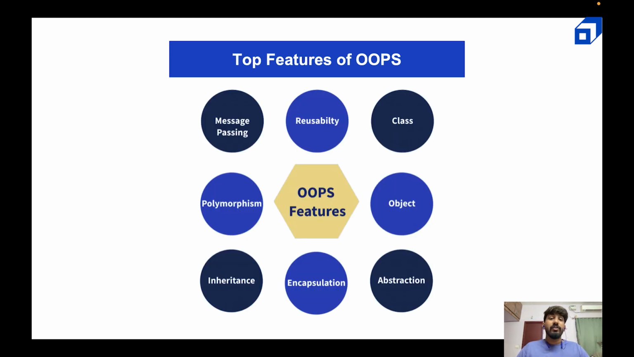So now top features of OOPS. First, let me just give you some of the top features, and let's then go ahead and start discussing them. Mainly, the top of the mind things you will come up with are polymorphism, inheritance, encapsulation, abstraction. And after that, obviously classes and objects. Message passing and reusability are some of the features as well. But the main features are polymorphism, inheritance, encapsulation, and abstraction. Okay, so now let's look at all of these features one by one.